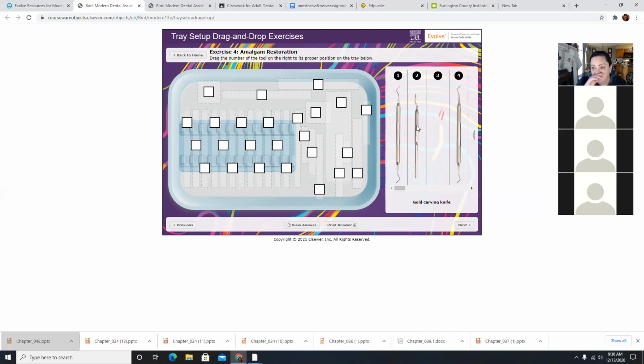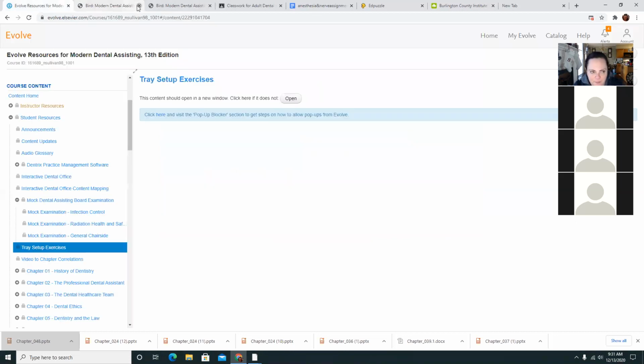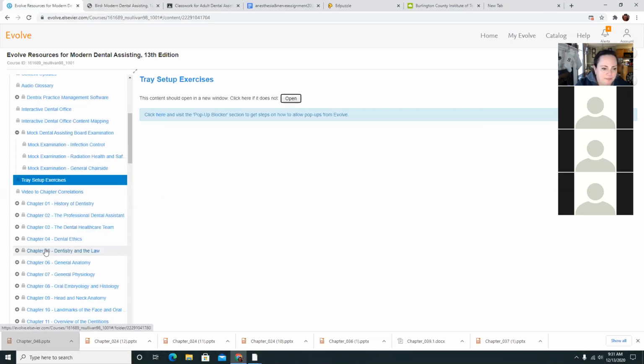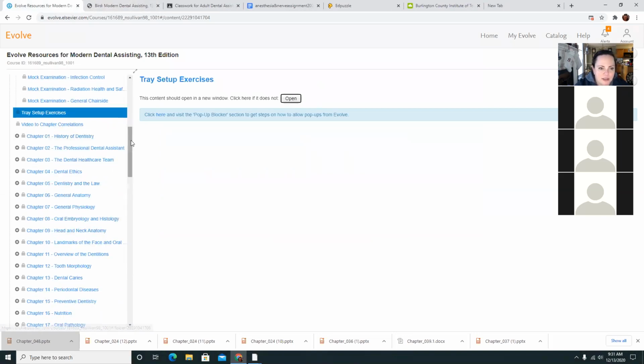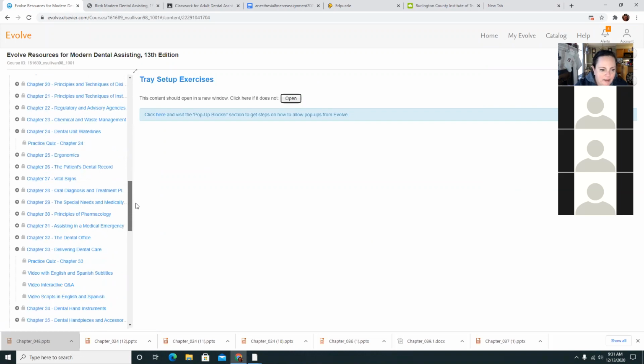So the procedure for amalgam is a little bit different, but it follows the same basic steps, with the exception that we don't need bond for amalgam. Any questions about that? Okay, so let's move on to some of our specialties.